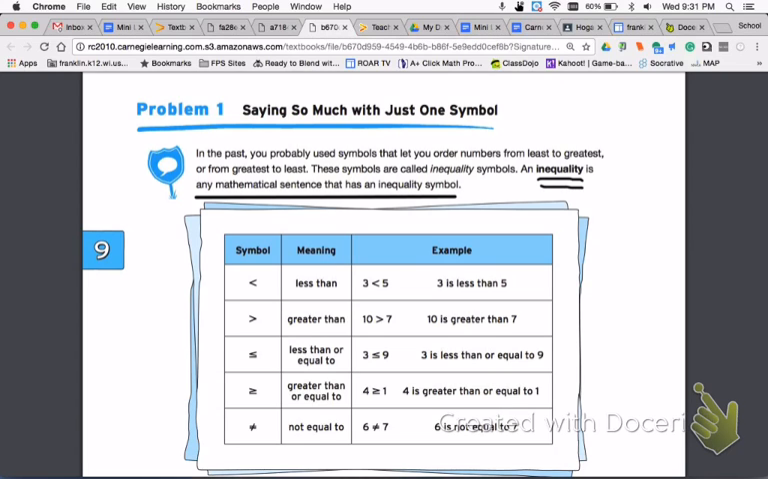Please turn to page 606, problem 1. In the past, you probably used symbols that let you order numbers from least to greatest, or from greatest to least. These symbols are called inequality symbols. An inequality is any mathematical sentence that has an inequality symbol.